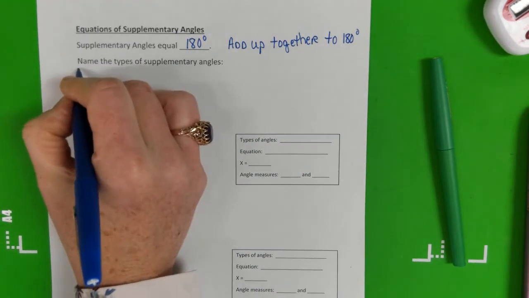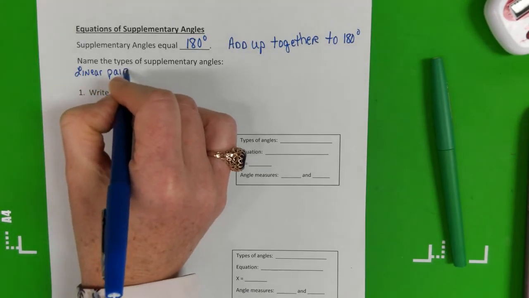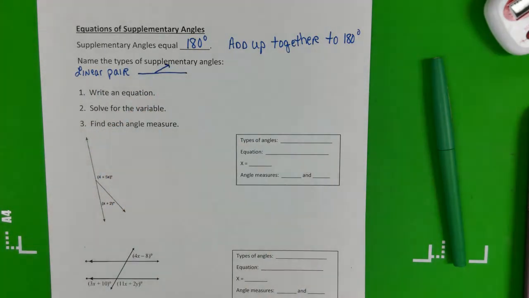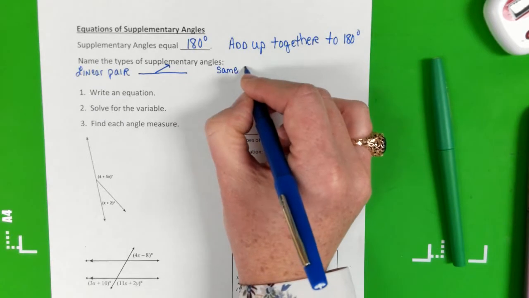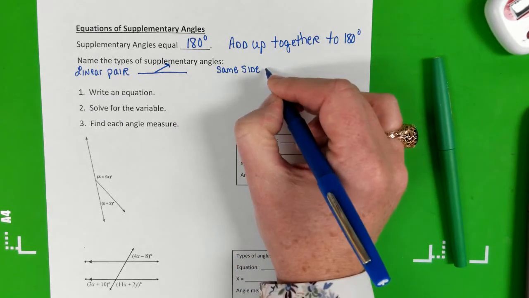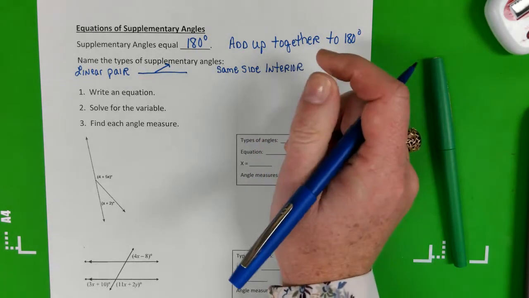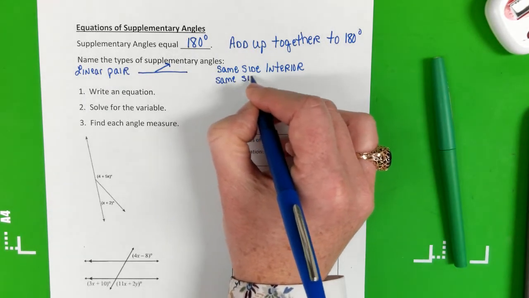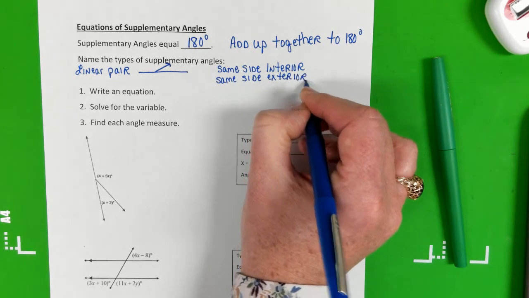Well, we know that if we have a linear pair, okay, if they're adjacent angles and they're on a straight line, something like that, that means that they would be 180 degrees. We also know, or should know, that same side interior angles add up to 180 degrees, and same side exterior. And that's really about it as far as what we deal with this year.